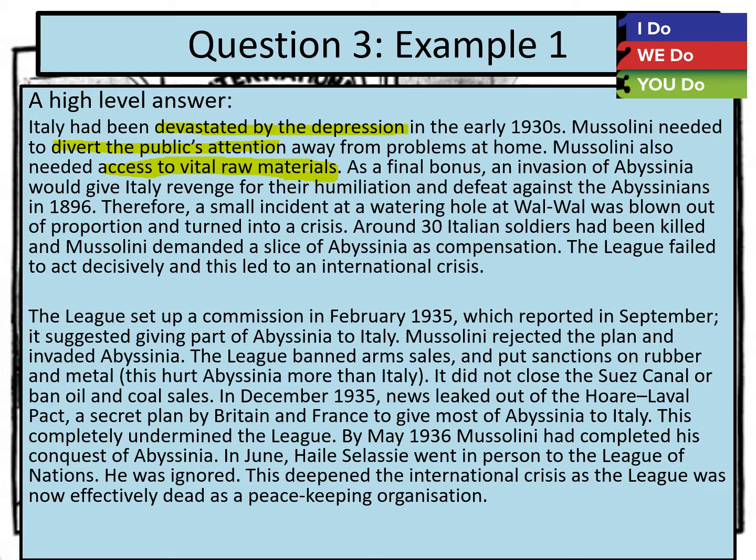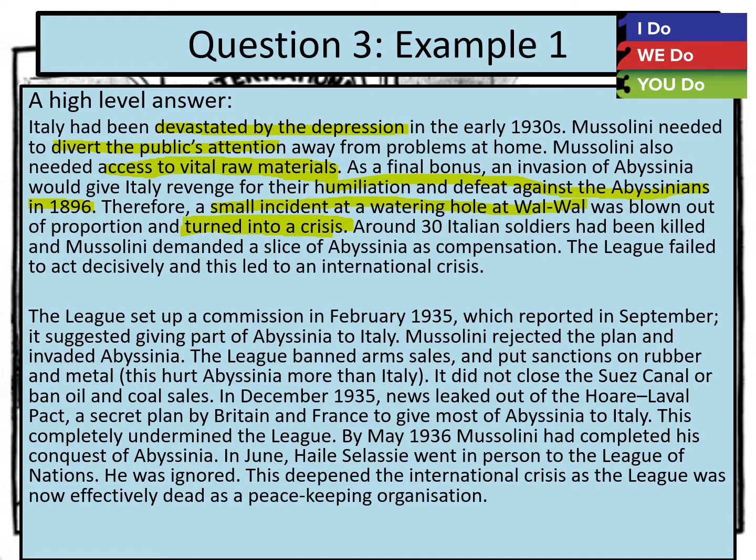As a final bonus, an invasion of Abyssinia would give Italy revenge for their humiliation and defeat against the Abyssinians in 1896. That was an upsetting and humiliating defeat for the Italians. It was very unexpected. Therefore, a small incident at a watering hole at Walwal was blown out of proportion and turned into a crisis.